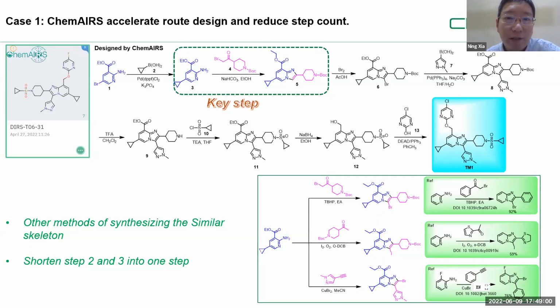For example, in this example, the key step is a reaction well known by chemists. You can see the ring close to give the imidazole structure. But ChemAIRS is able to propose other methods which could give the 2 functions in one reaction, and this will shorten 2 steps into 1 step. So you can see here it can construct the ring and at the same time add a bromide or iodide function on it.